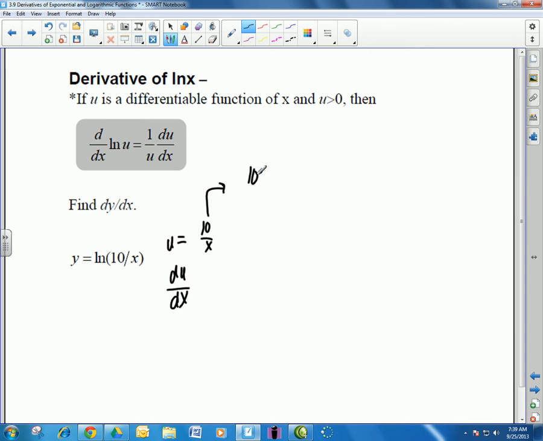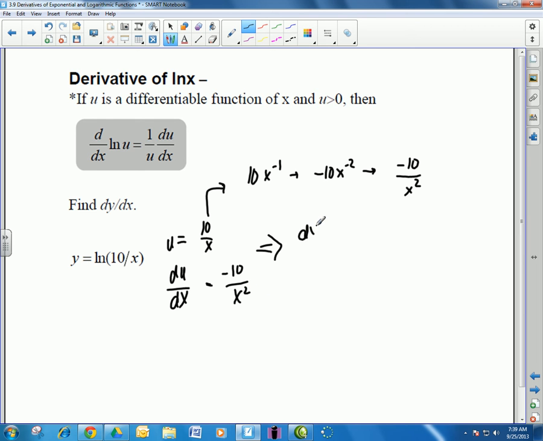And then when you find the derivative, 10 over x is the same. You could do low d high minus high d low all over low low, or you could do 10 times x to the negative 1. And then when you find the derivative of that, you bring this down, so it's negative 10x to the negative 2, which is then negative 10 over x squared. And so that's our derivative.